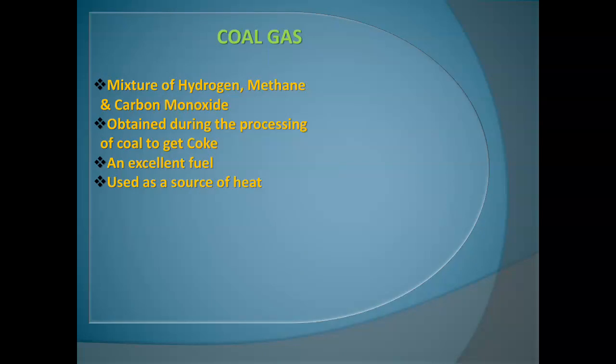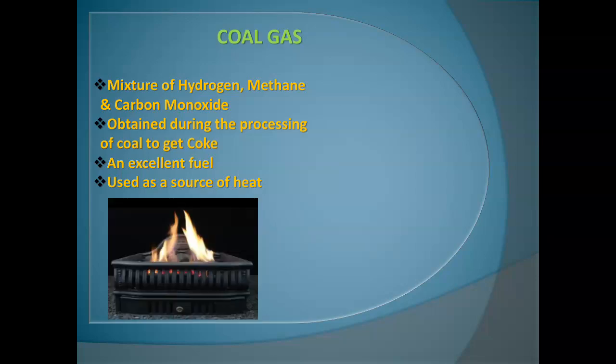Now let's move on to coal gas. Coal gas is obtained when the coal is heated in the absence of air. It is a mixture of hydrogen, methane and carbon monoxide gases, and it is obtained during the processing of coal to get coke. This coal gas can be used as an excellent fuel and it is also used as a source of heat.